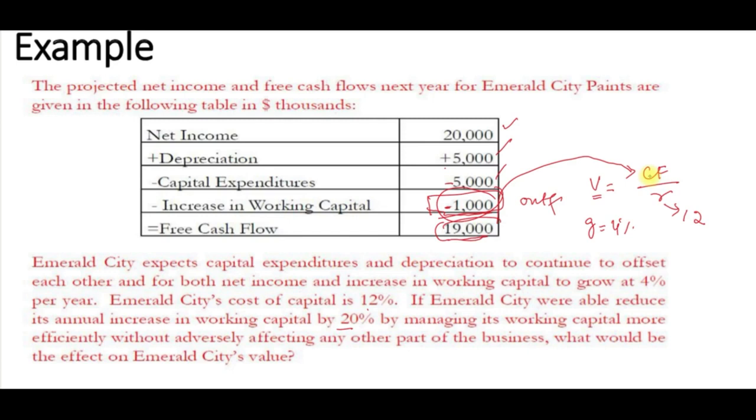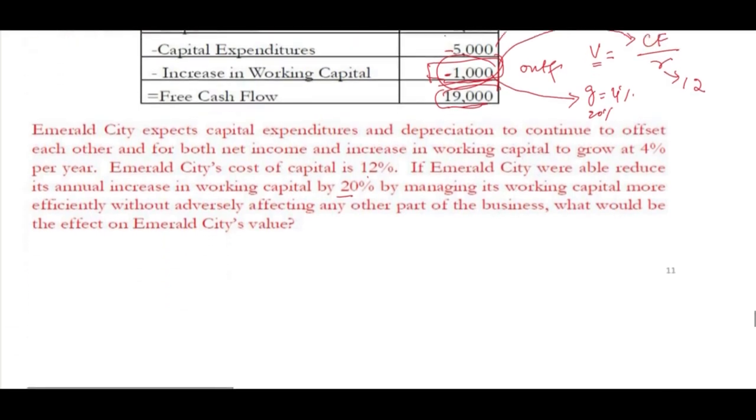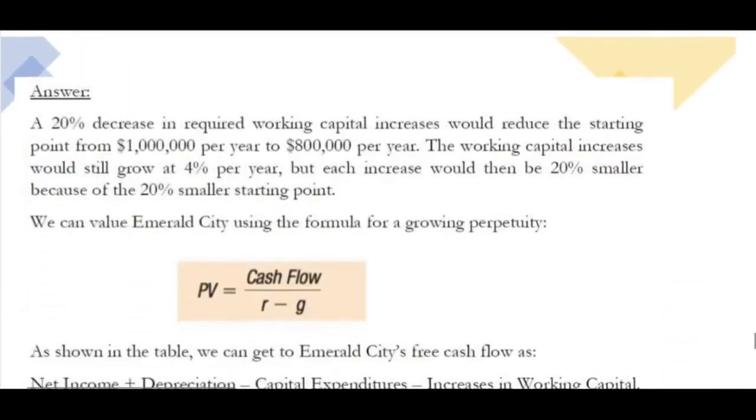So in other words, there will be growth in the working capital, but working capital needs every year would be 20% less. Okay, so now we have working capital of 1000. Next year our working capital would reduce by 20%, but it will also grow at 4%. So our working capital need would be lower, will reduce by 20%, but there is a growth as well of 4%. Okay, so let's see how to solve this question.